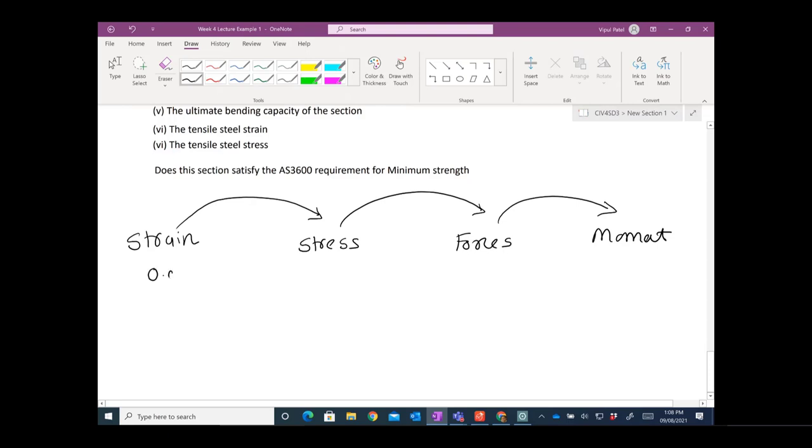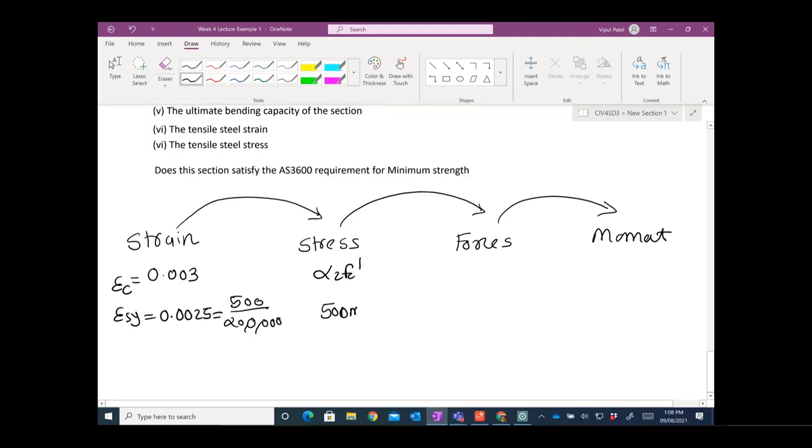How are you going to know the strain? The standard will tell you that the concrete has this strain. How are you going to find the yield strain? 500 divided by 200,000, which gives 0.0025. So you will get this strain. Once you know the strain, from the stress-strain diagram you can calculate the stress in the concrete, and the stress in the steel is 500 megapascal, right?